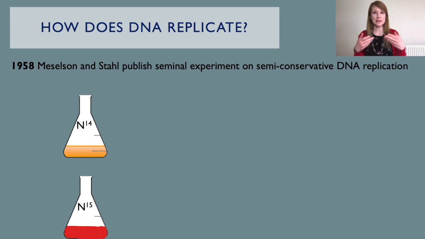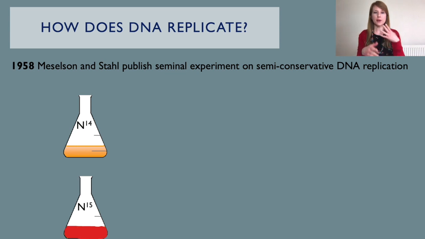Now, nitrogen is needed in DNA replication because obviously all the nitrogenous bases in DNA need nitrogen. So if the only nitrogen available is nitrogen-15, that is what will be taken up into the DNA when it is being replicated, and the same for nitrogen-14. So those that would have nitrogen-15 as their main nitrogen source would be heavier than those with nitrogen-14.